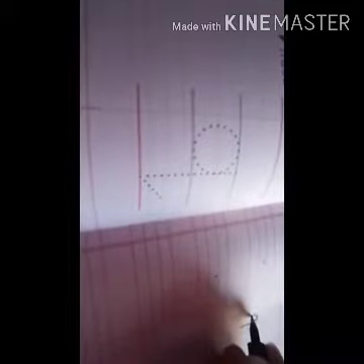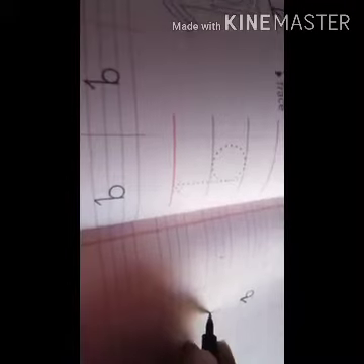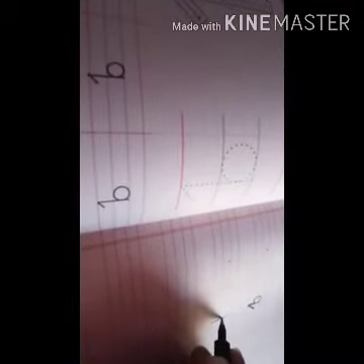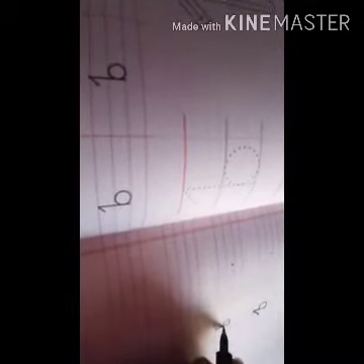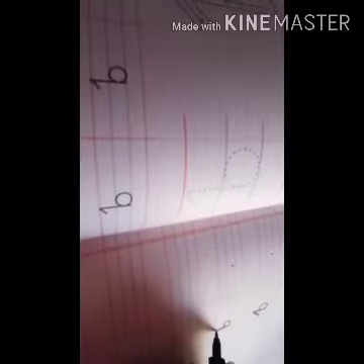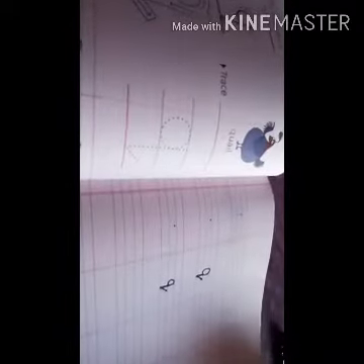Firstly, start from the dot, make a standing line, then take it back and make a half circle like this, and then come down and go back and make a slanting line like this. This is the letter Q. Once again, a standing line, take it back, make a half circle, come down and make a tail or a slanting line like this. This is our letter Q.